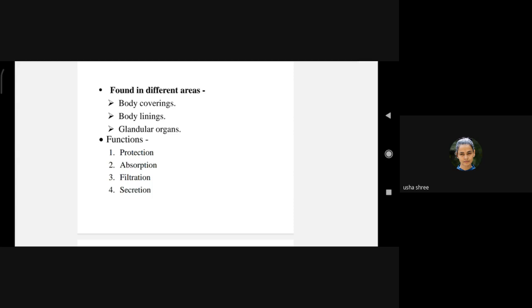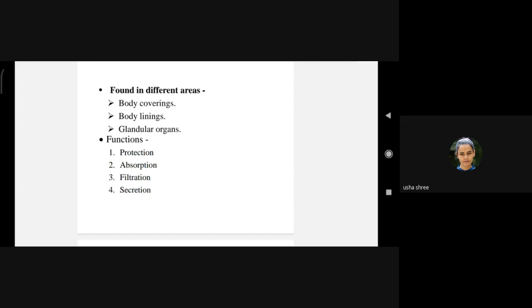And what are its functions? The functions of epithelial tissue are protection. Obviously, when we see it in coverings, its main function will be to protect the organ or the area where it is found. And the second one is absorption. Obviously, in glandular organs or the small intestine, we can find epithelial tissue at the surface level on the epithelium area.